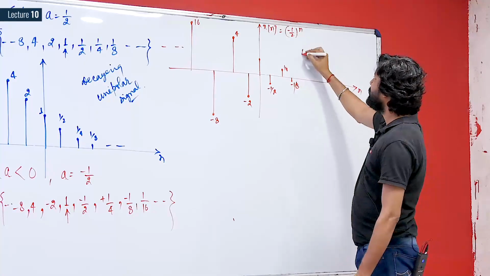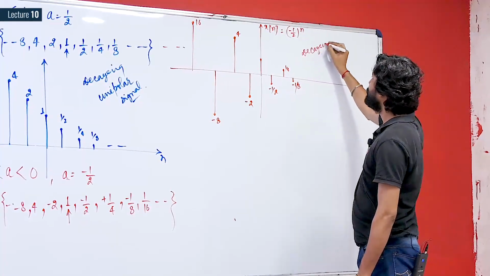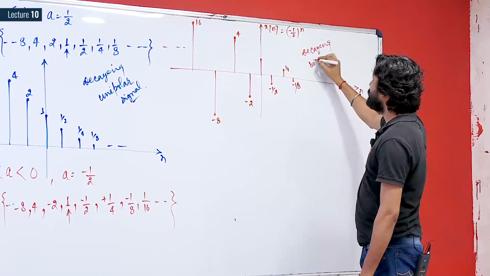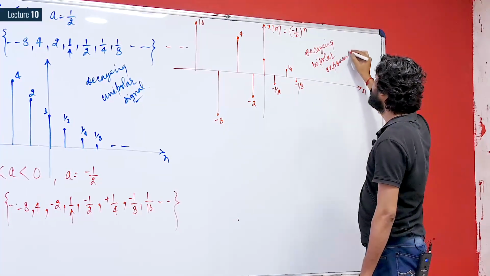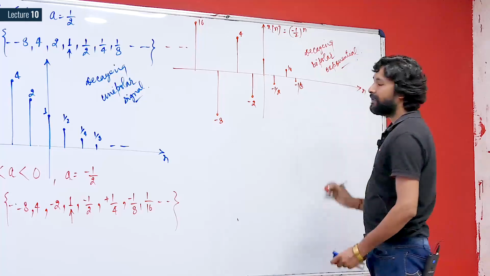So it is a decaying bipolar exponential in case of discrete time.